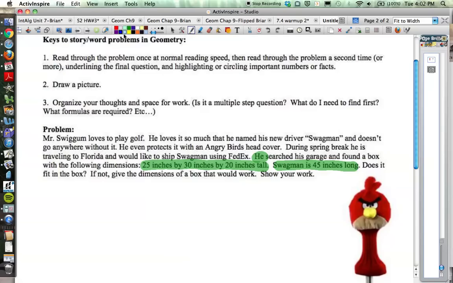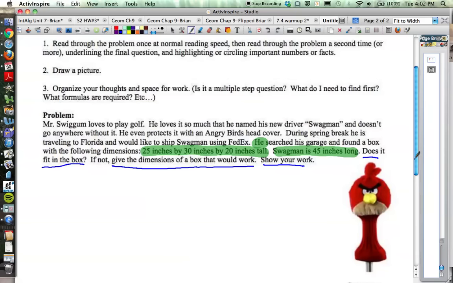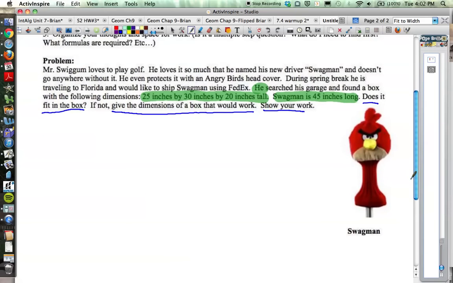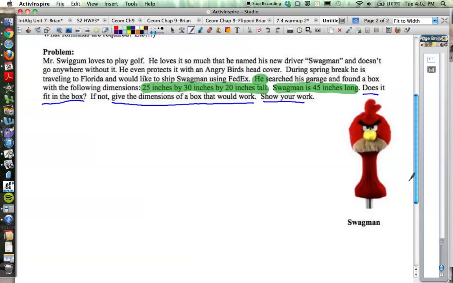Now the question is, which I'm going to underline, does it fit inside the box? So we'll annotate this a little bit. And if not, give the dimensions of a box that will work. And as always, show your work. So even though it's a longer word problem, we need to just think about what are the most important mathematical facts here. And when I read through it a second time, I'm going to highlight those things, underline questions, so we can really focus on what I need to figure out. All right, the other part that I probably should have underlined, well, it says that I found a box. So it gives us the dimensions 25 inches by 30 inches by 20 inches tall.